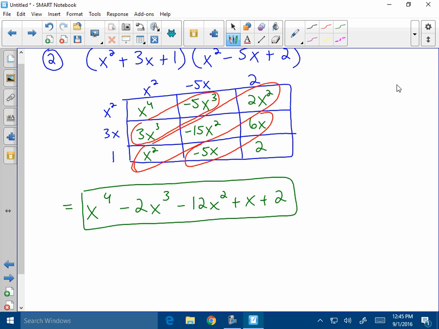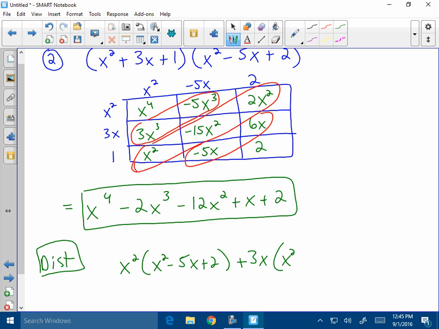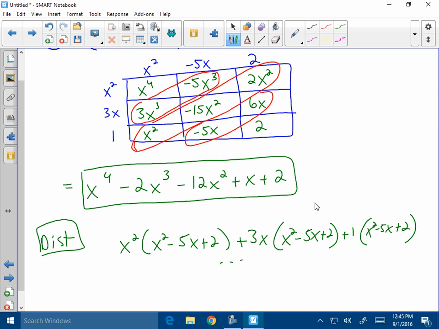Okay, and if you're going to try to do that with distributing, and you can do it, you're doing x squared times x squared minus 5x plus 2, and then you would have to do 3x times x squared minus 5x plus 2, and then plus 1 times x squared minus 5x plus 2. You have to go through all that, multiply everything all together, combine your like terms. Yeah, you can totally do it. You get here. I do think it's a little messier this way and harder to find those like terms.